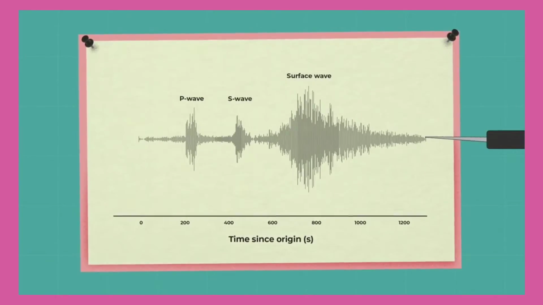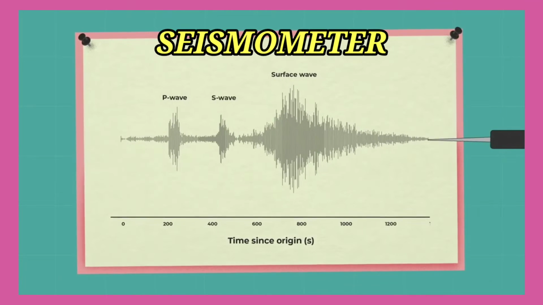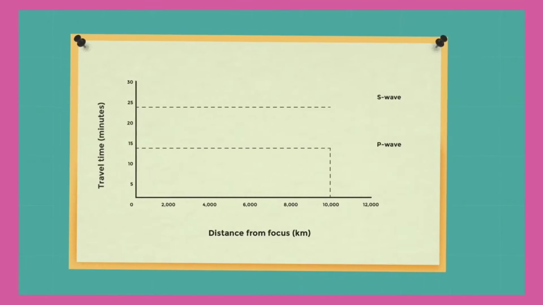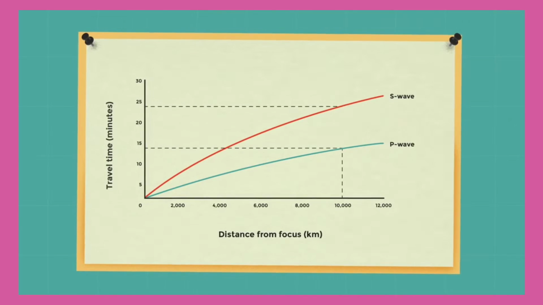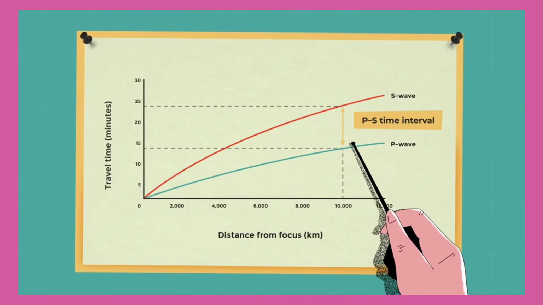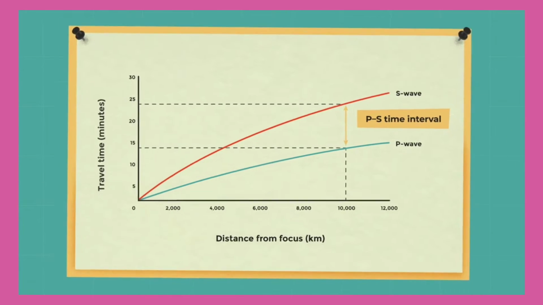The waves are detected and recorded using a seismometer to create a seismogram. Seismologists can determine how far away the earthquake struck by plotting the difference in the time of arrival between the P and S waves on a graph.